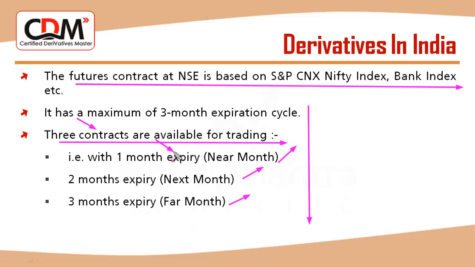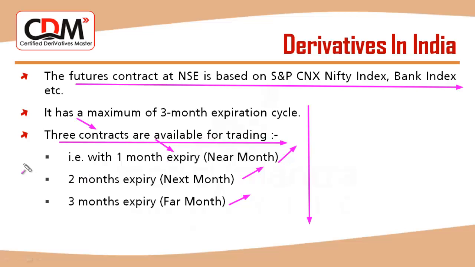Means after that period, that contract is not going to be traded in the exchange. So this is what we call an expiry. Expiry is on every last working Thursday of every month; that is our expiry cycle. If the last working Thursday is going to be a holiday, then a day before the Thursday, that is Wednesday, would be our expiry day for that particular contract.